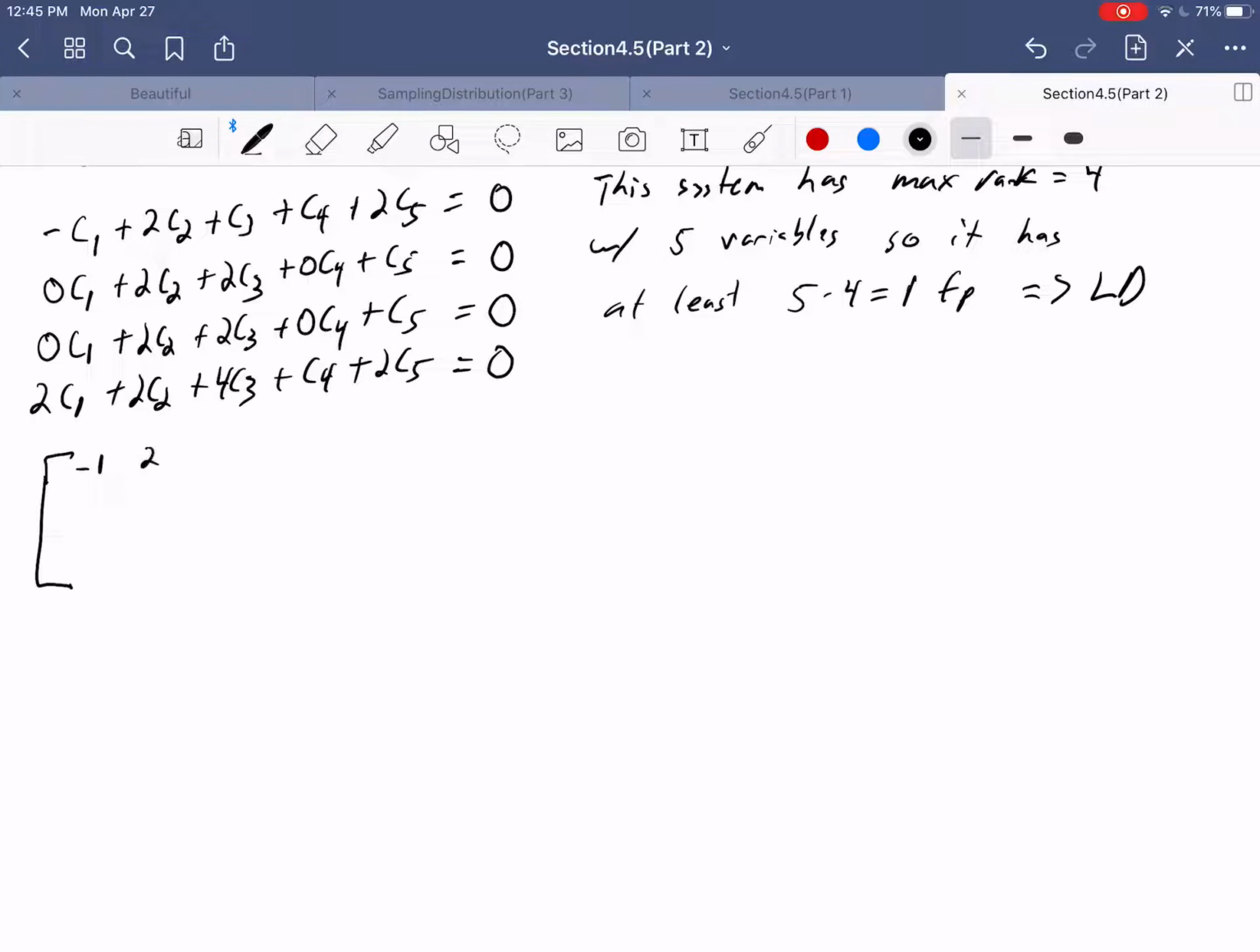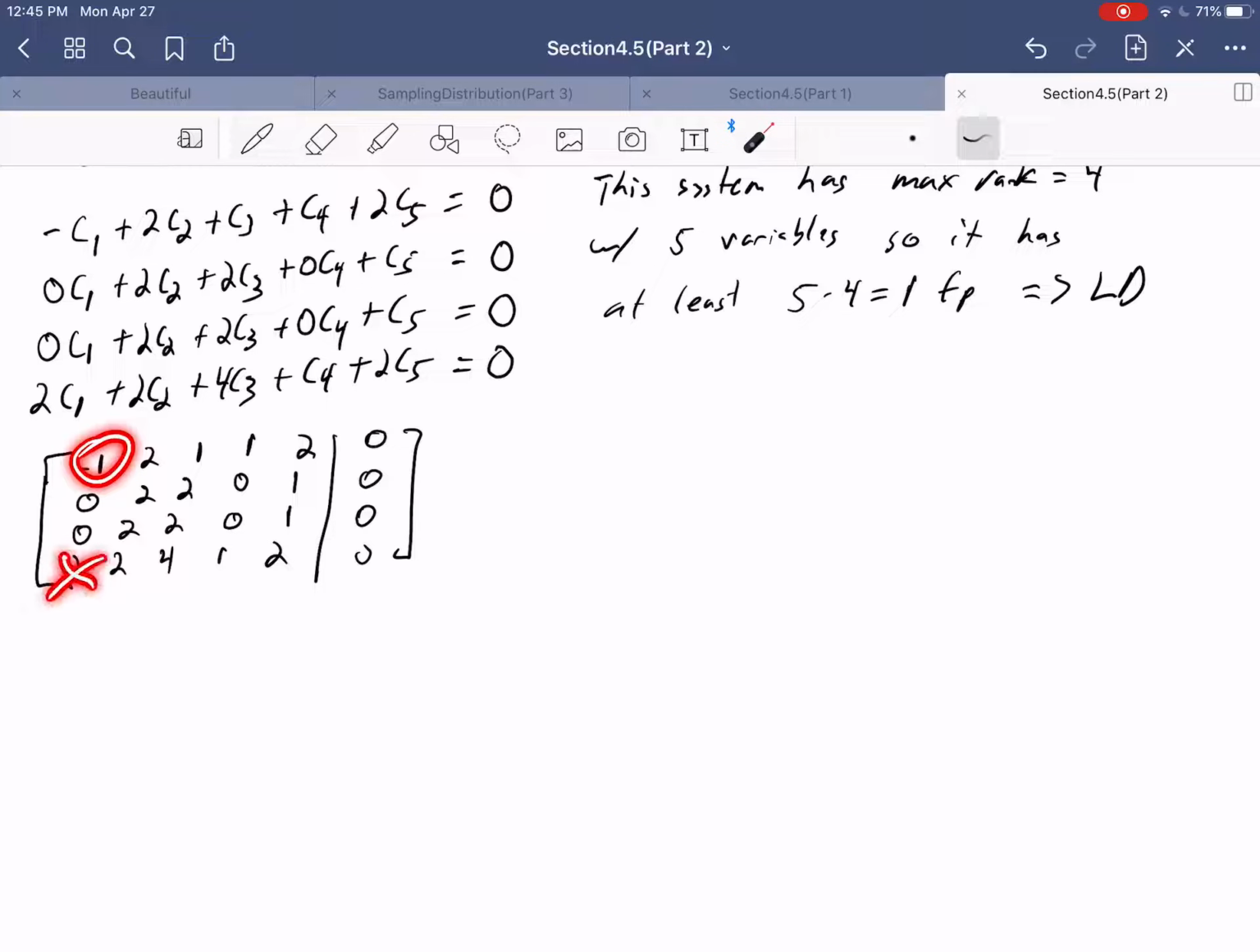So we've got -1, 2, 1, 1, 2, 0, 2, 2, 0, 1, 0, 2, 2, 0, 1, 2, 2, 4, 1, 2, and then we have all zeros, of course, in the augmented part. All right, I'm going to do 2 things right away. I'm going to use this guy, of course, to clear that out, and I'm also going to recognize that this guy can clear this guy out entirely. So let's go ahead and do that. Let's replace R3 with R3 minus R2, and let's replace R4 with R4 plus 2R1.